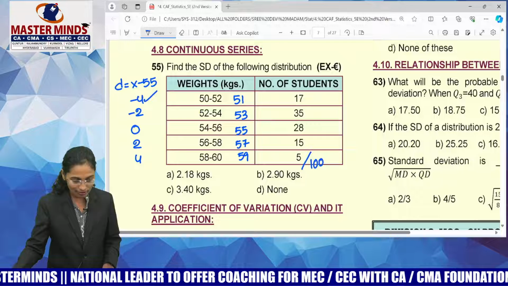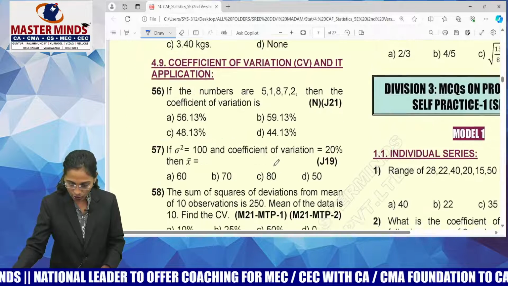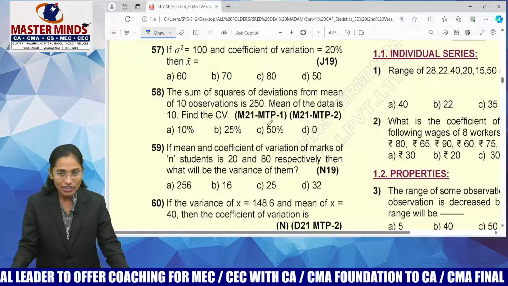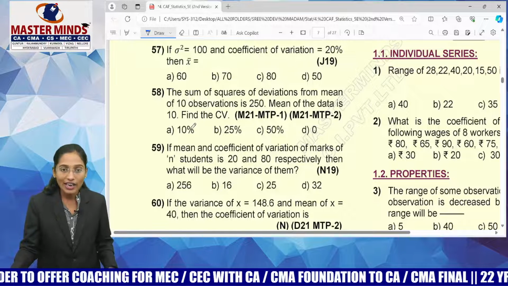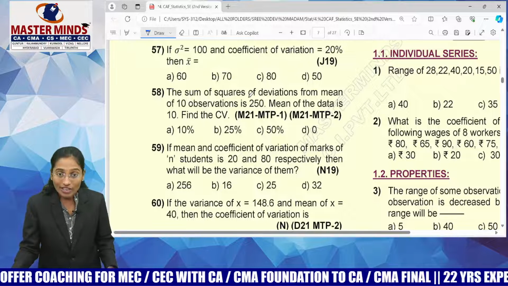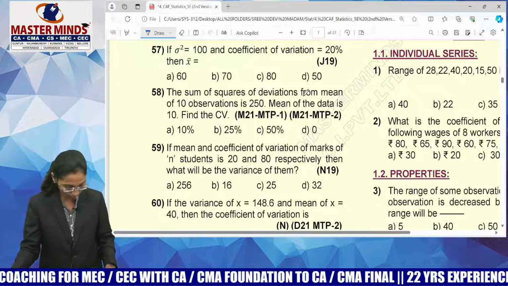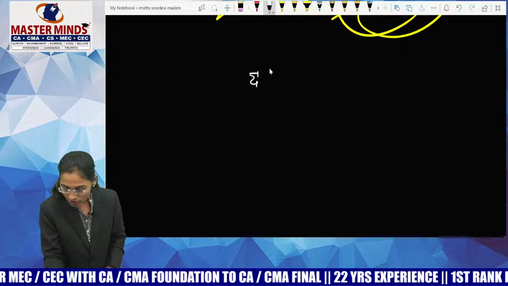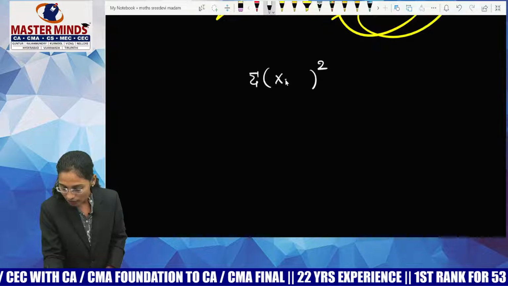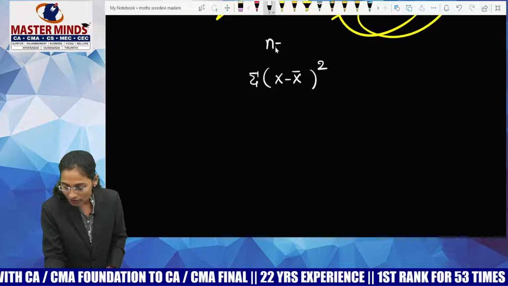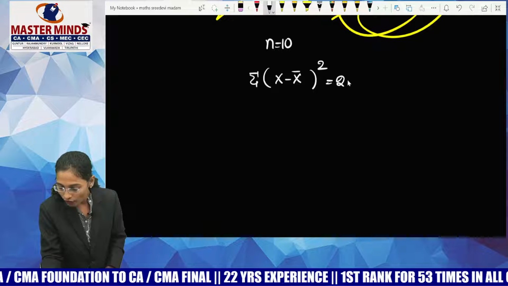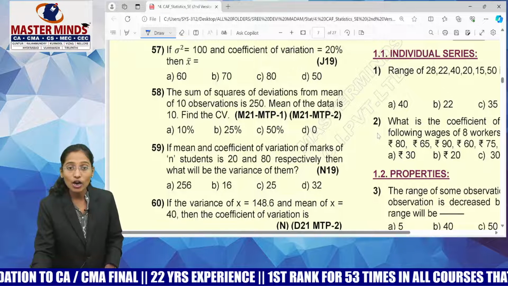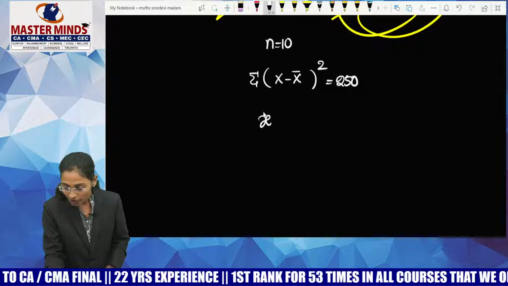Now let's have a look at the next MCQ, MCQ number 58. The sum of squares of deviations from mean of 10 observations is 250. Mean of the data is 10. Find the CV. So guys, look at this. Sum of squares of deviations from mean for a set of 10 observations is 250, that's my first line. And it is given that the mean equals 10. Got it?